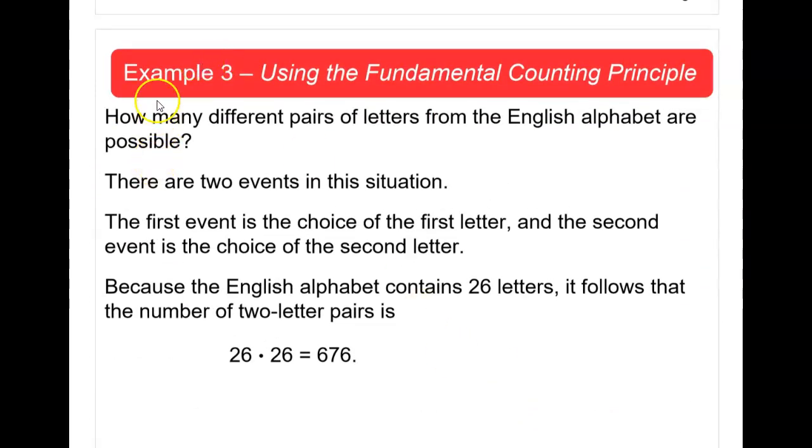So example 3, we have how many different pairs of letters from the English alphabet are possible. And in this case, we have 2 events because we're going to make a pair of letters, so 2 letters. So the first event is the choice of the first letter.